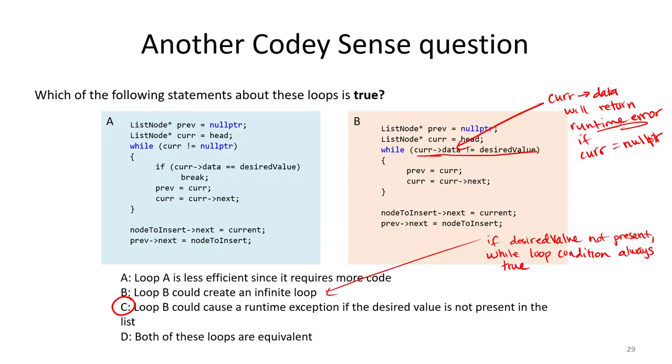So choice C is the best answer. Loop B could cause a runtime exception if the desired value is not present. So therefore, choice D must definitely be false. These loops are not equivalent because they would produce a different result. Notice our loop in code A would actually stop once we found the null pointer at the end of our list.